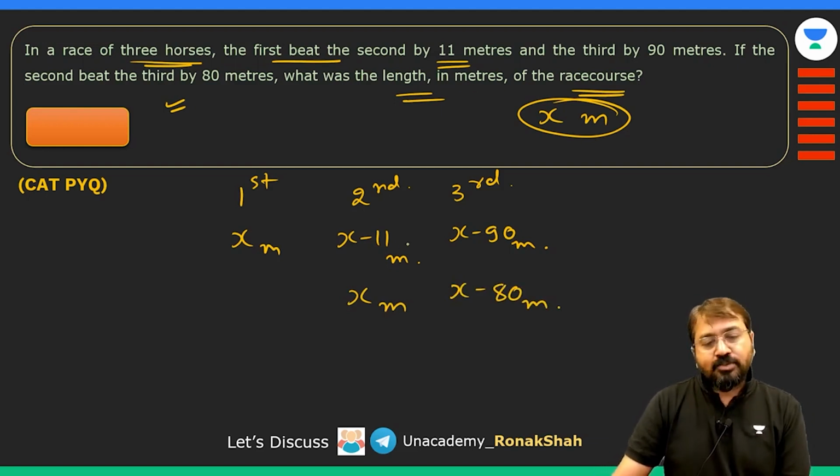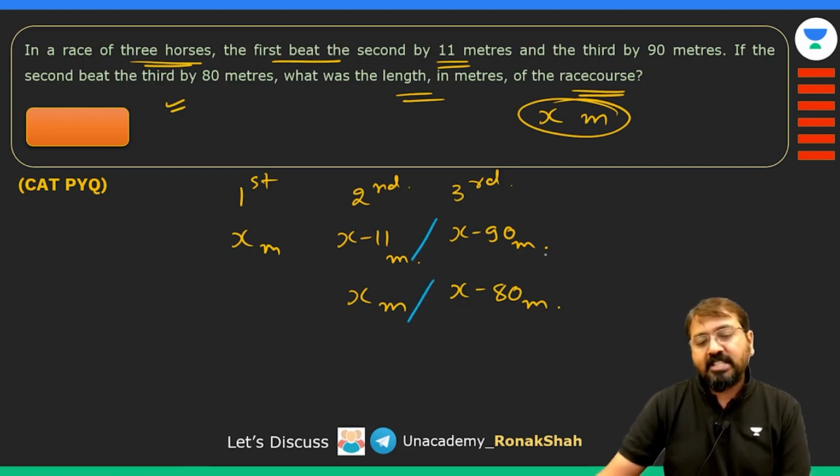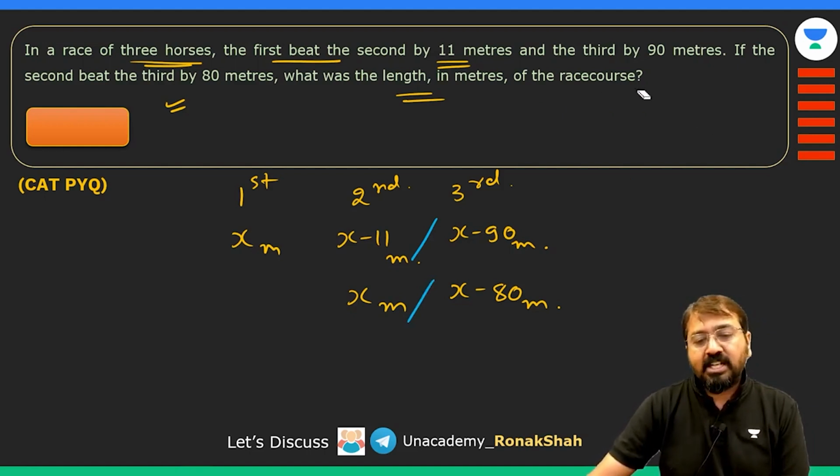So what is the length of the racetrack? Once again guys, the ratio of speed of the second and third horse will remain the same. So I can simply make this equation. Let me just write it over here.